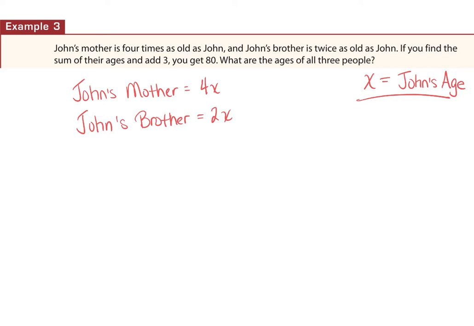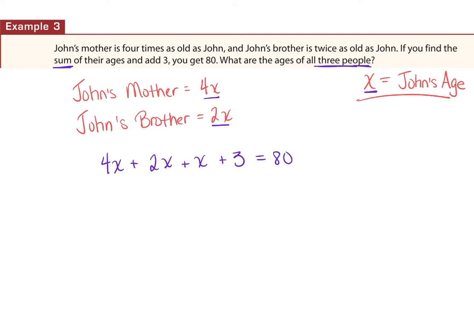Then it says if you find the sum. What does sum mean? Adding. Of all of their ages. So if we add John's mother's age, John's brother's age, John's age, and something else. What else do we need to add? 3. Then we will get what? 80. All right? What is it asking for? What's the final answer that they want? All of their ages, right? All 3 people. So when we are done, how many answers should we have? 3 answers, okay? This will be tempting to stop at just what John's age is, but we won't be done there, okay?